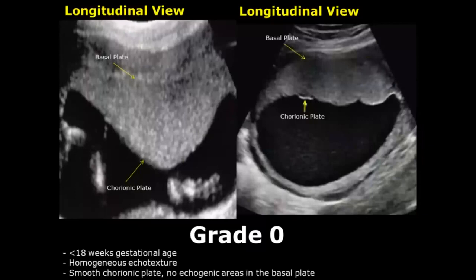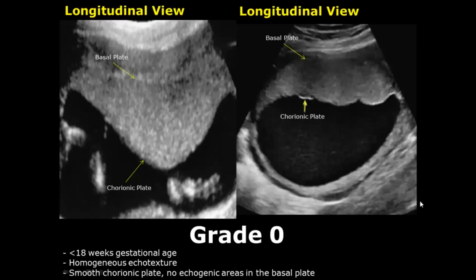Placental grading is done through the visual appearance of the placenta on ultrasound. It has 4 grades ranging from grade 0 to grade 3.